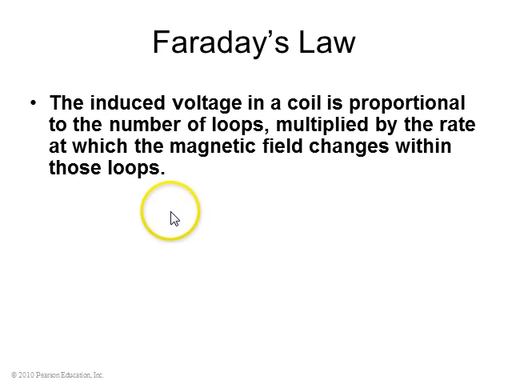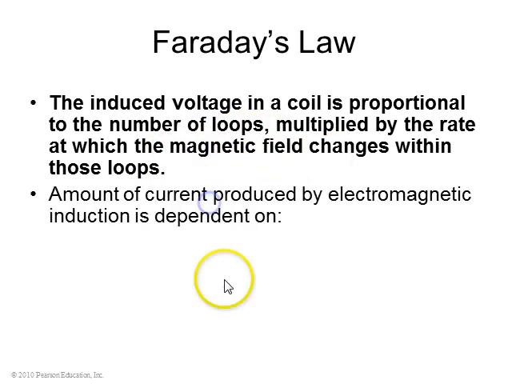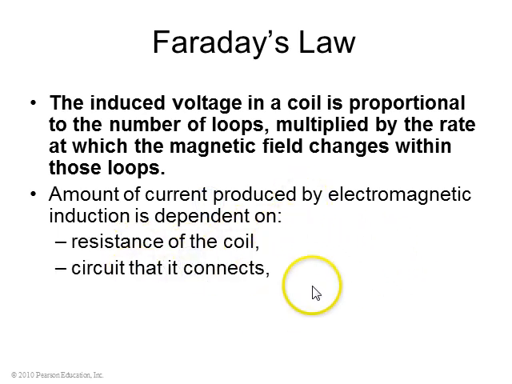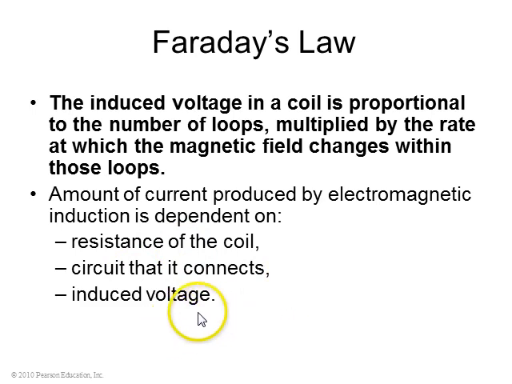So Faraday came up with a law to describe this, which is that the induced voltage in a coil is proportional to the number of loops multiplied by the rate at which the magnetic field changes within those loops. And then that voltage produces a current, which depends on the resistance of the coil, the circuit that's connected to it, and how much voltage is produced.